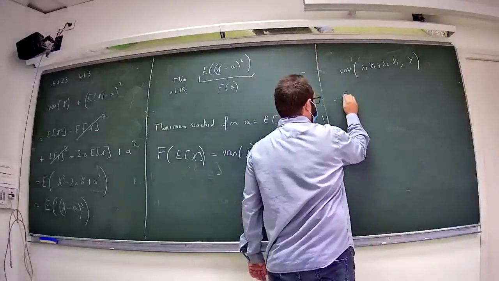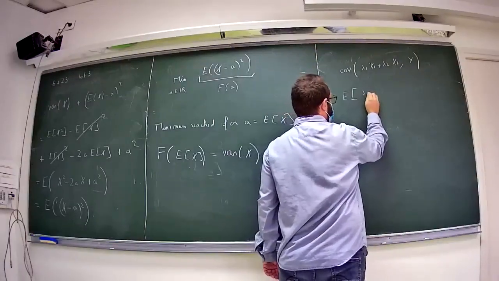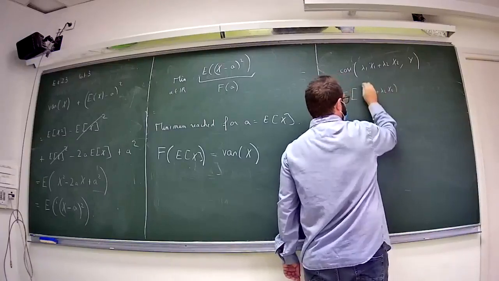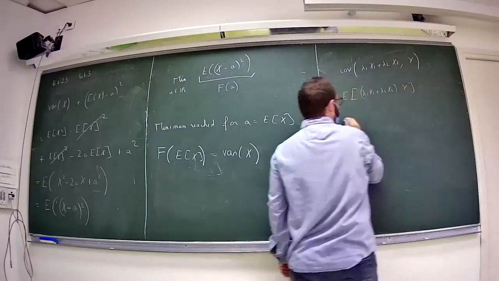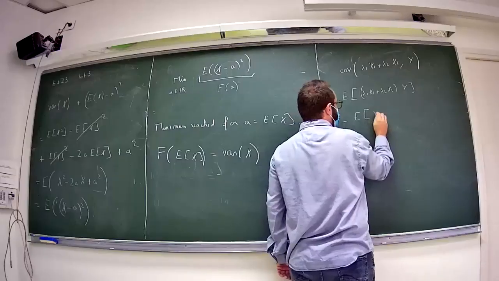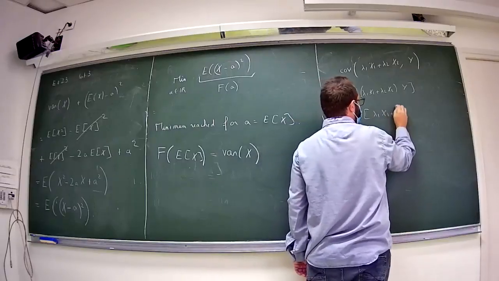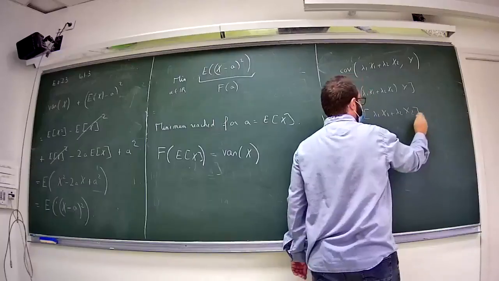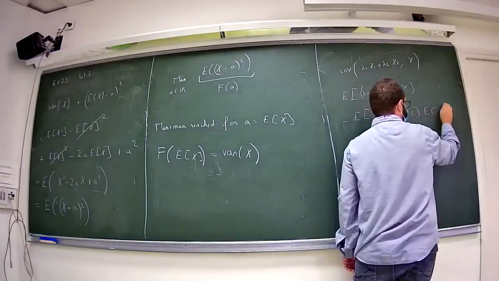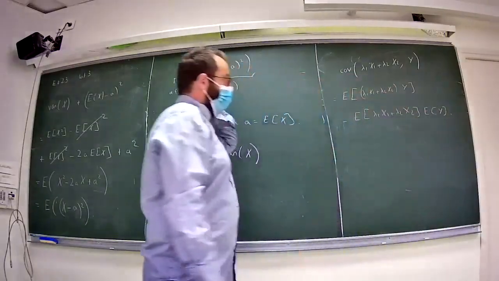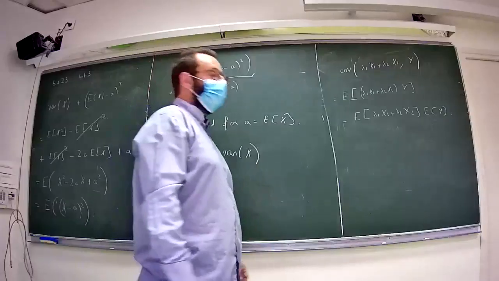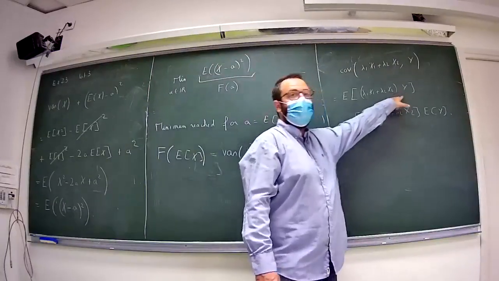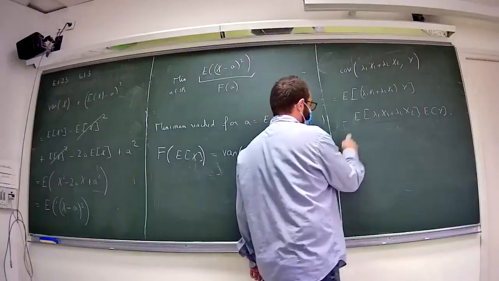I obtain the expectation of (lambda 1 x1 plus lambda 2 x2) y minus the expectation of (lambda 1 x1 plus lambda 2 x2) times the expectation of y. And now I can develop, because here you have a linear combination. If I develop with the y here, I will have a linear combination at the end.